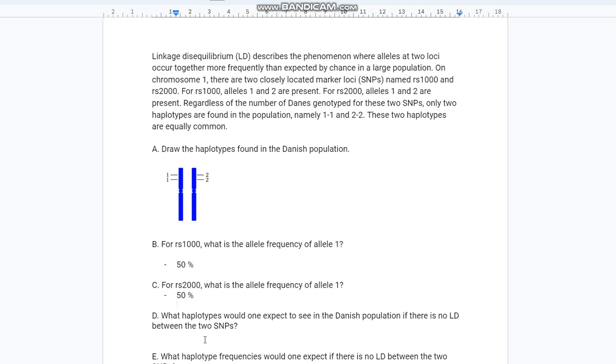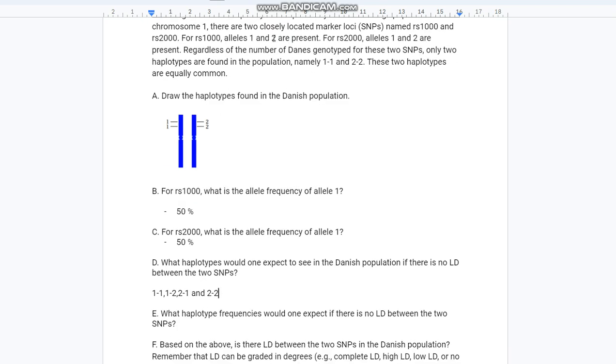So the haplotypes we would see, right? Because remember, we still have these two alleles, so we only have 4 combinations here. It is 1, 1, 1, 2, 2, 1, and 2, 2, because we only have 2 alleles. So these are the haplotypes we could see.